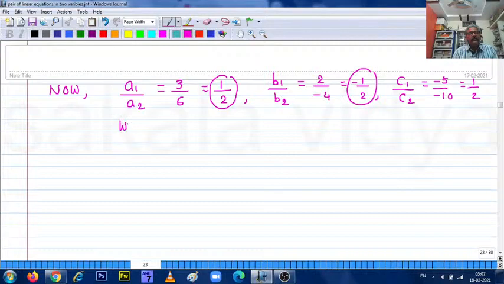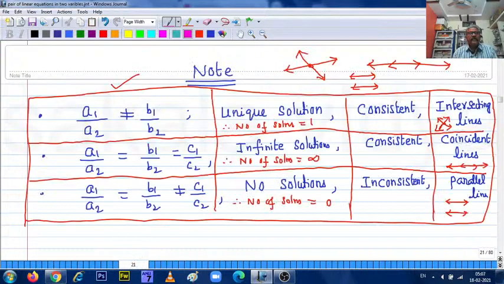So that means here a1 by a2 does not equal b1 by b2. Yesterday we discussed the concept: when a1 by a2 does not equal b1 by b2, there is a unique solution, the number of solutions is 1. They are consistent, or geometrically we can interpret them as intersecting lines. So we can conclude that it has a unique solution, or they are consistent.